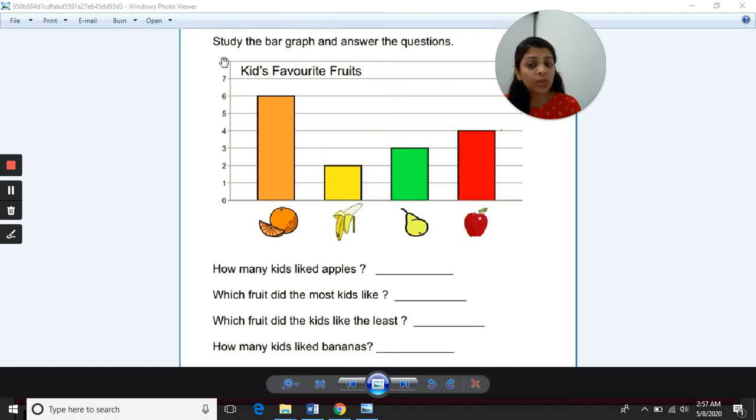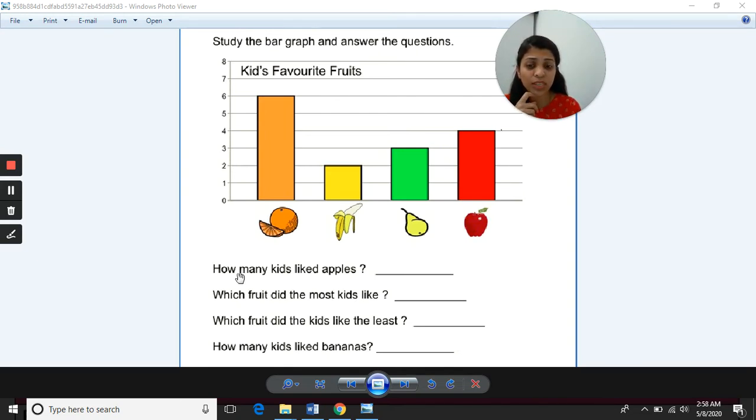And look at this vertical line. It is showing me my scale. And what is my scale? It is keep counting in. Is it two? Is it three? No, that's one. It is keep counting in one. So now let's read the questions.